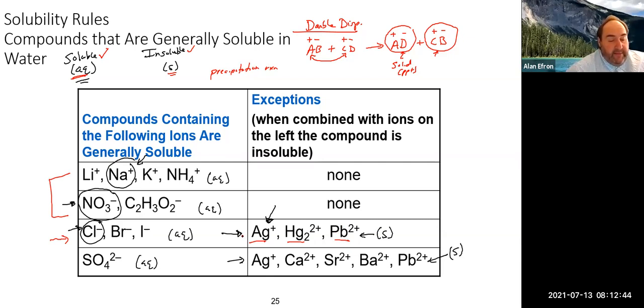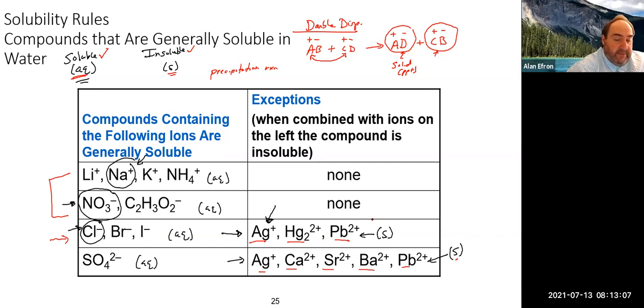And there on the bottom, we have sulfate, which is again soluble in everything, but there are some exceptions here. Again, silver, calcium, strontium, barium, and lead. So if you have sulfate with any of those, they will be the opposite of soluble, which means they will become insoluble and will form a solid.